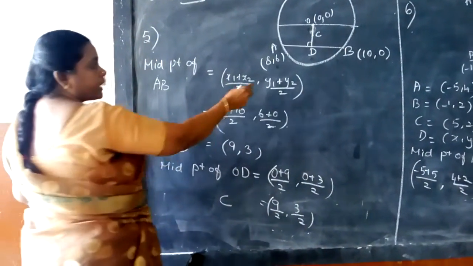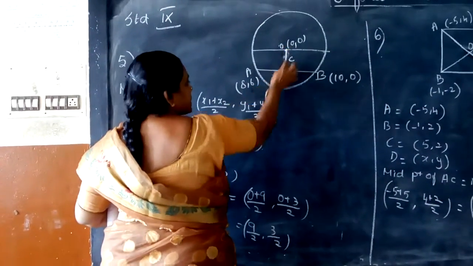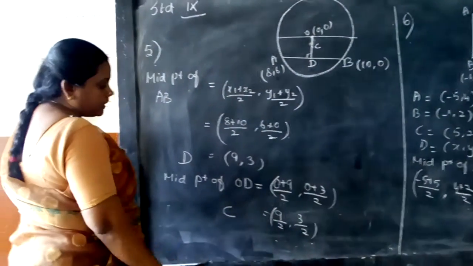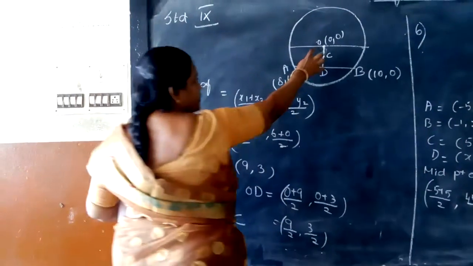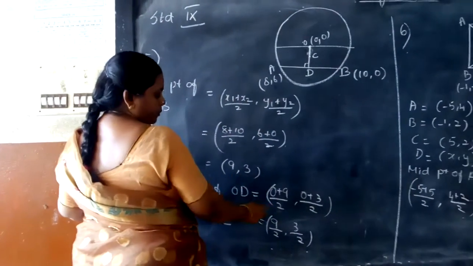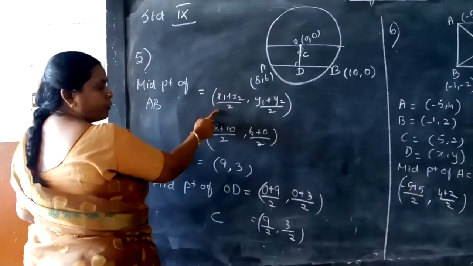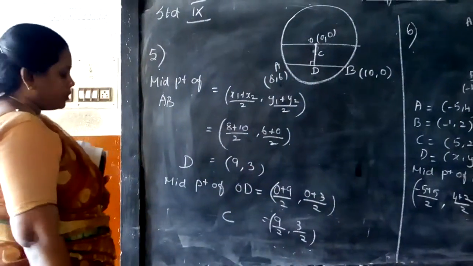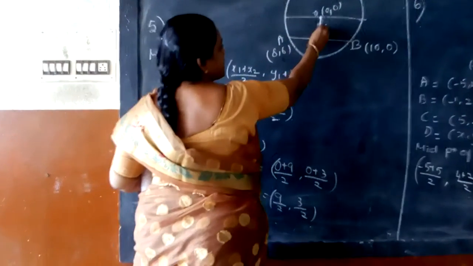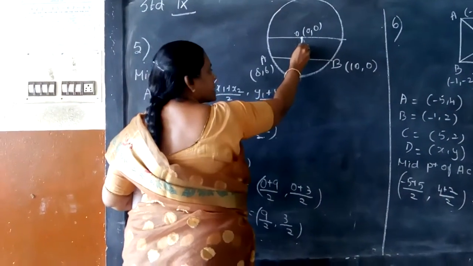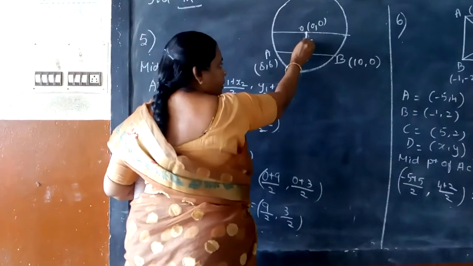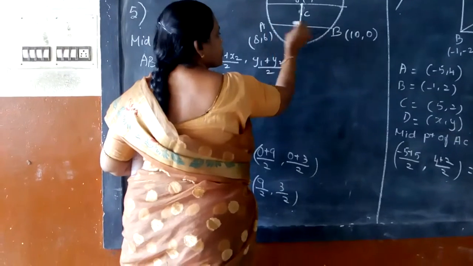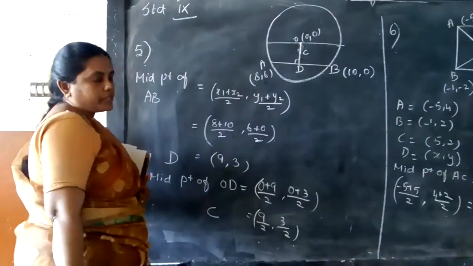After getting this value, now that you know O and D, it is very easy for me to find the value of C. So the midpoint of OD is found by taking the values of O and D. Using the same midpoint formula, we got the value of C to be (9 by 2, 3 by 2). So that is the value of C, because our aim is to find the midpoint of OD. So we have completed this.